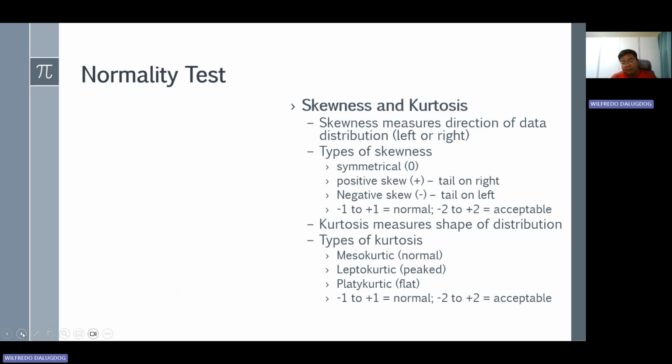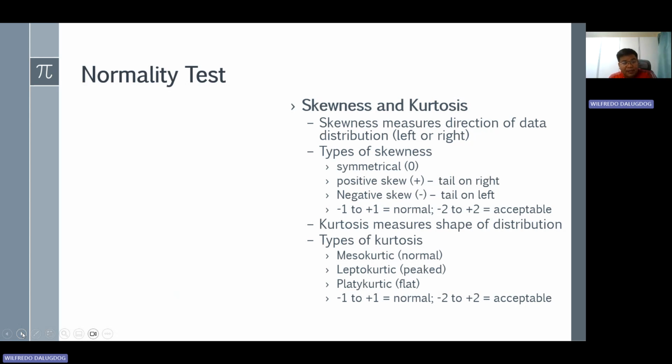Kurtosis measures the shape of the distribution, whether it is normal, peaked, or flat. Those are the types of kurtosis: the mesokurtic, the leptokurtic, and the platykurtic. To interpret the kurtosis value, if it is -1 to +1, that's normal. If it is -2 to +2, the kurtosis is also acceptable, the same as with skewness.